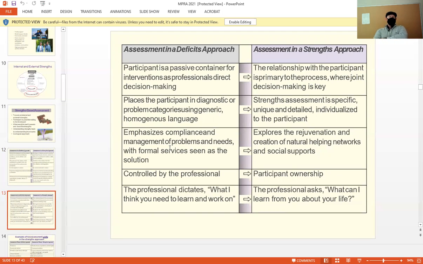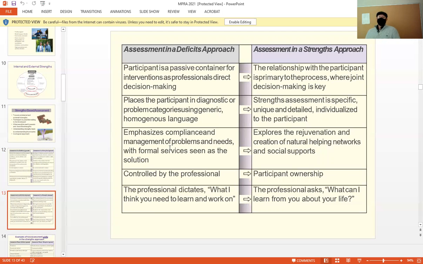Deficits approach. The participant is placed in a diagnostic or problem category using generic, homogeneous language, basically lumping everyone who has similar situations. Well, all of y'all who drink, this is what you do. This is how you feel. I know, because all y'all are the same. That is basically what you're saying by lumping a group together that way. Don't want to do that.